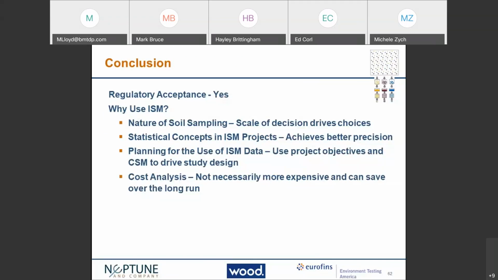We went over the statistical concepts that lead to better precision in ISM and how you should use project objectives and the conceptual site model to drive your study design. And then finally, Michelle talked about the cost. ISM is not necessarily more expensive and may even save time or money in the long run.